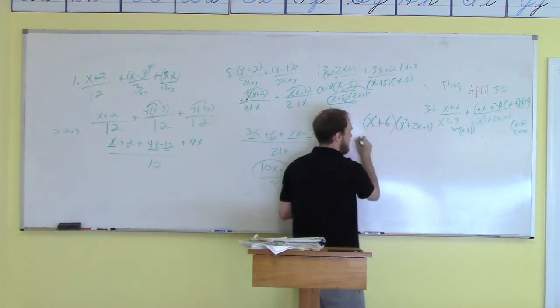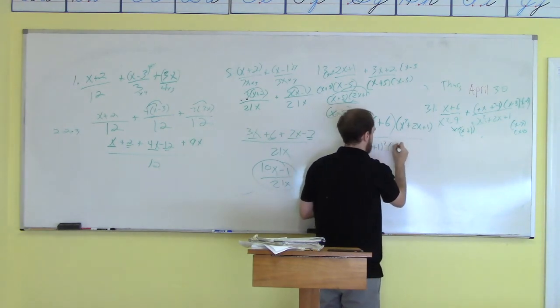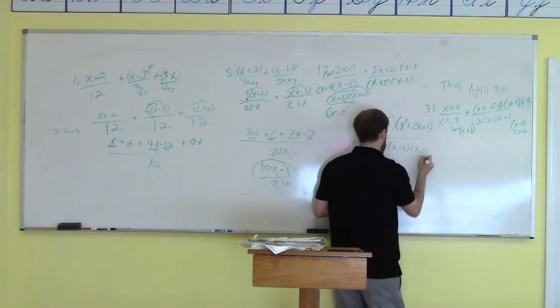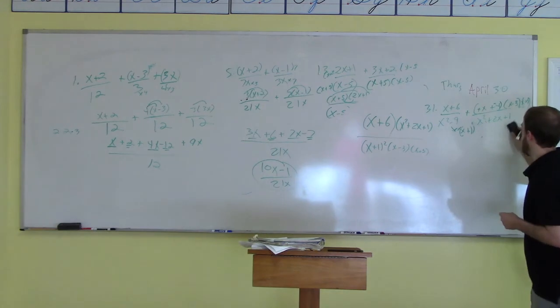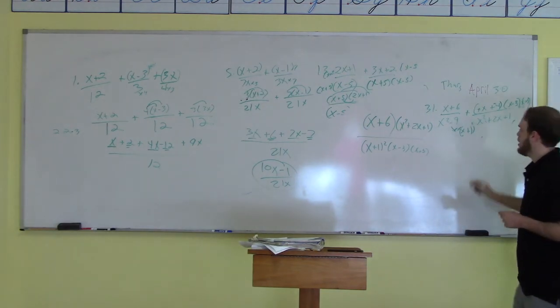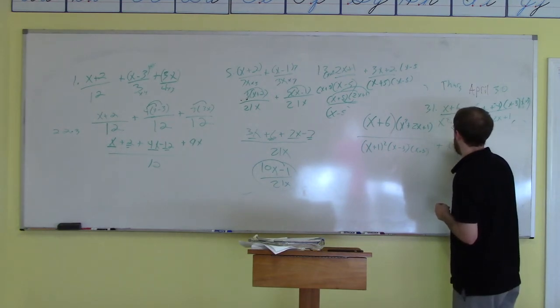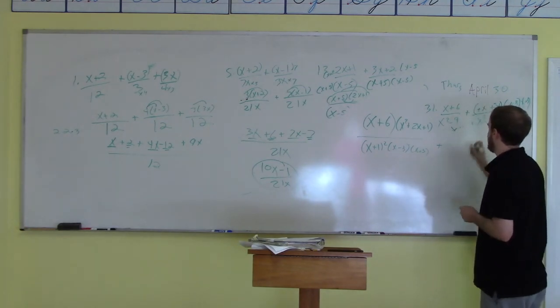So all of that is over our (x + 1)² and our (x - 3)(x + 3). So that was that one. Same way with this one over here. We had a plus x.